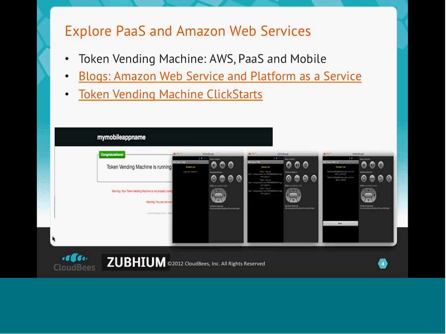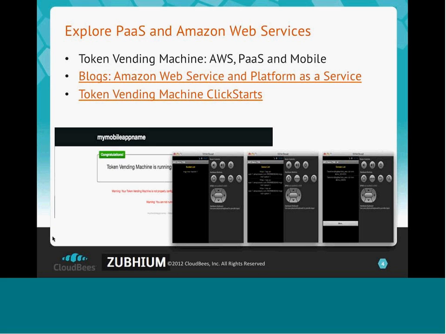As another example of all the interesting things that you can do with platform as a service and mobile application development, once again, I took an example from the Amazon SDK. So Amazon have their Android and iOS SDKs. They have a very interesting concept called a token vending machine.